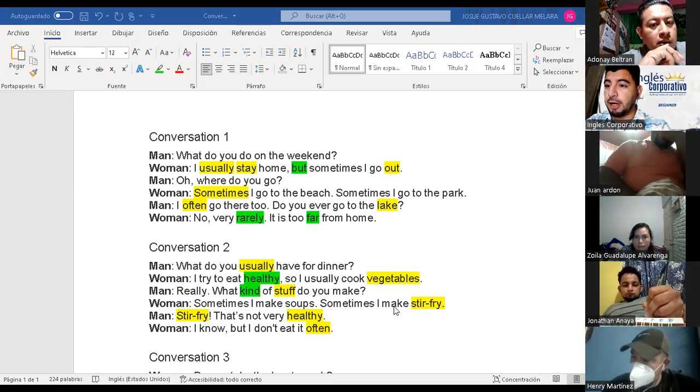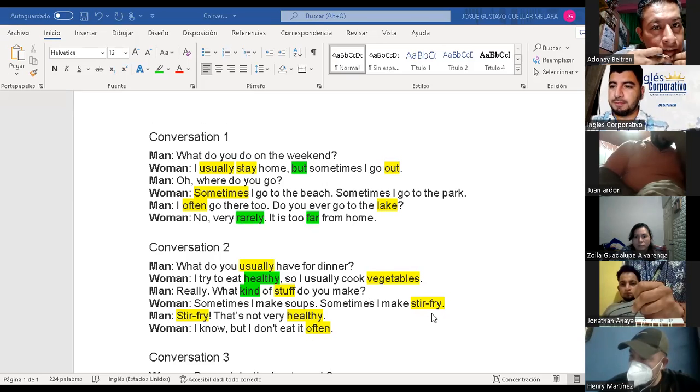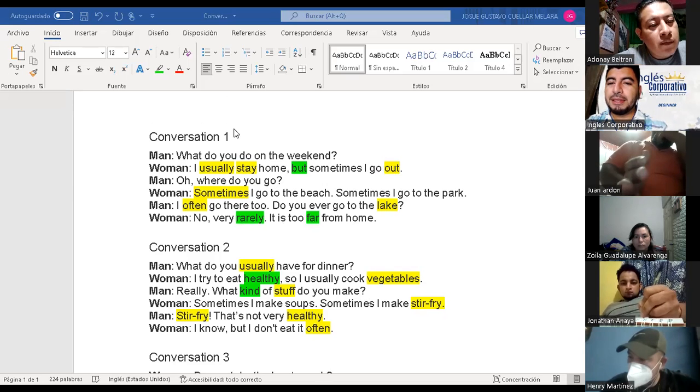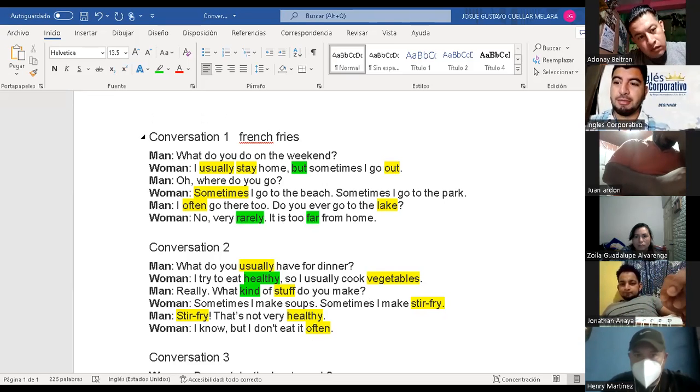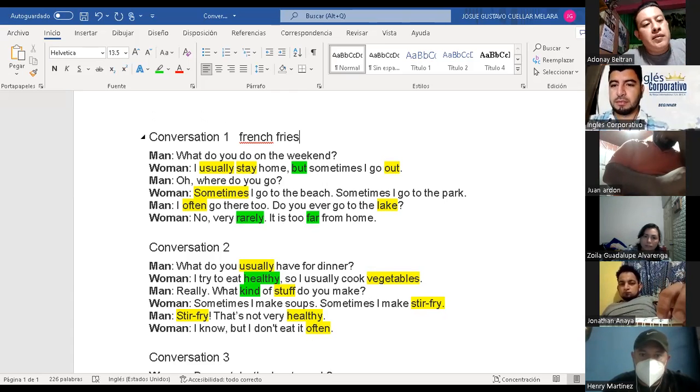Ok, any other question? Stir fry. Ok, stir fry es frituras. Comida frita. Por eso las papitas fritas se les llaman así, miren. French fries. Así se les llaman a las papas fritas. ¿Verdad? French fries. Ok.